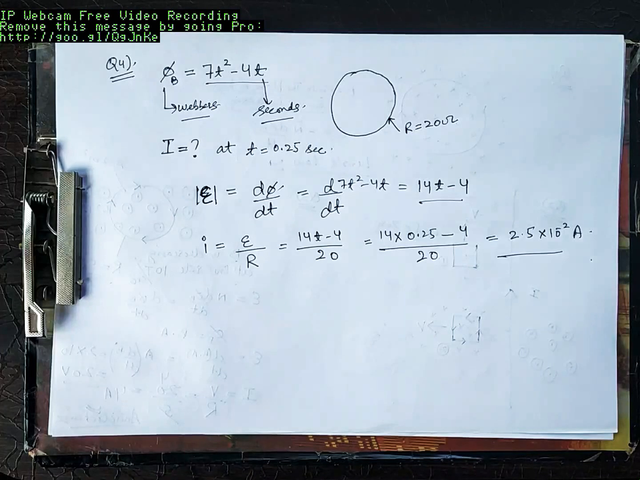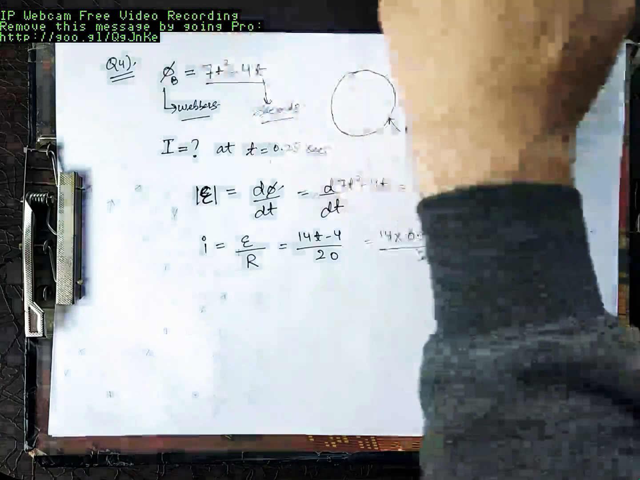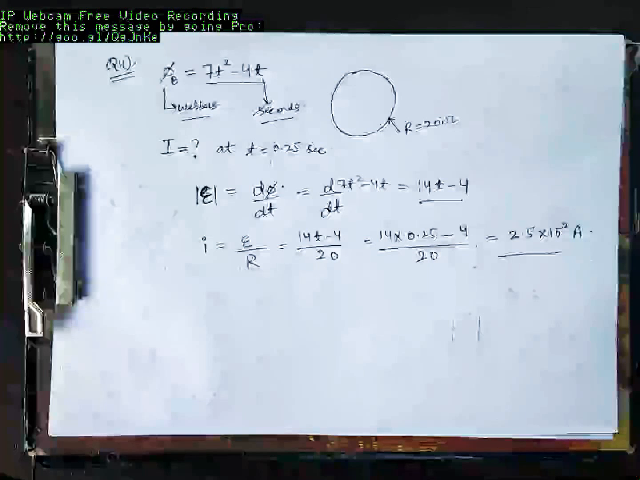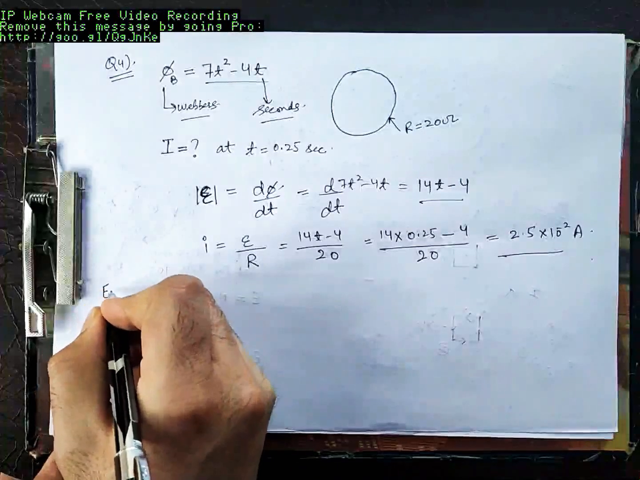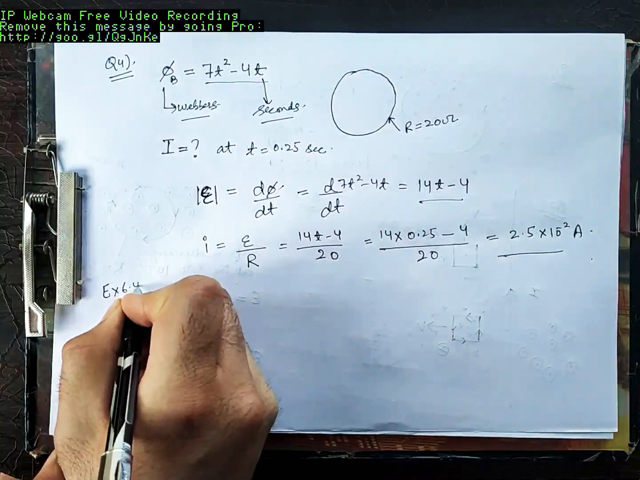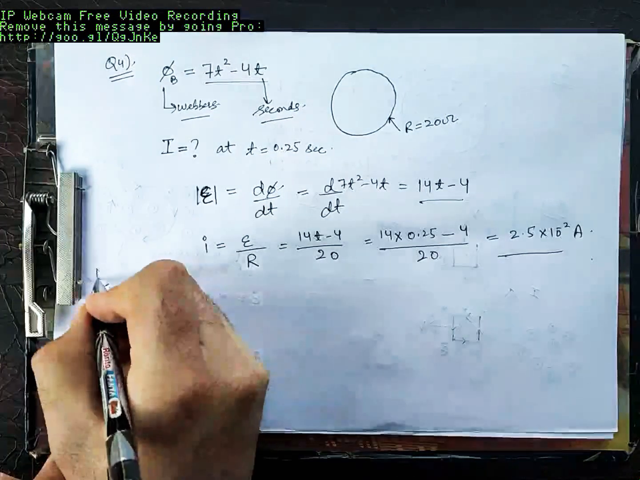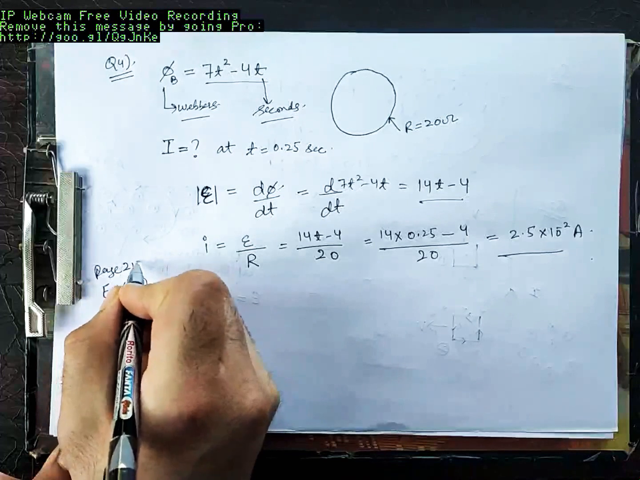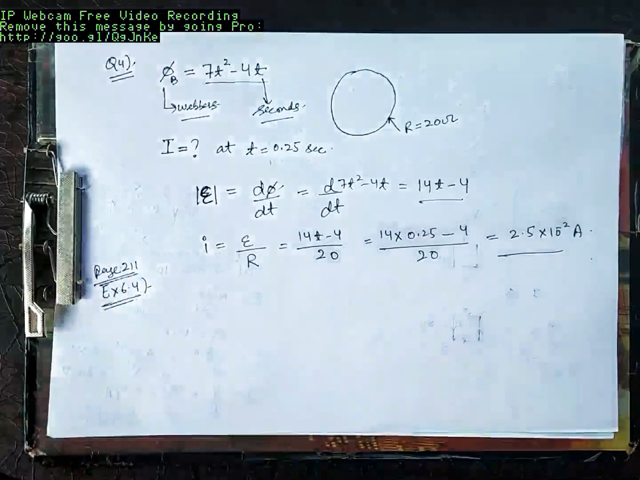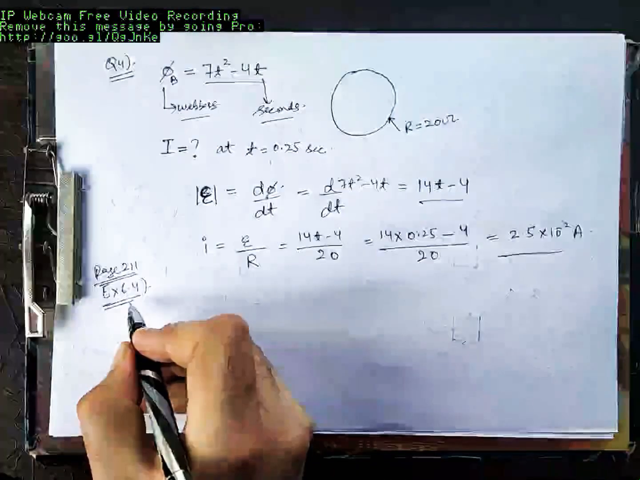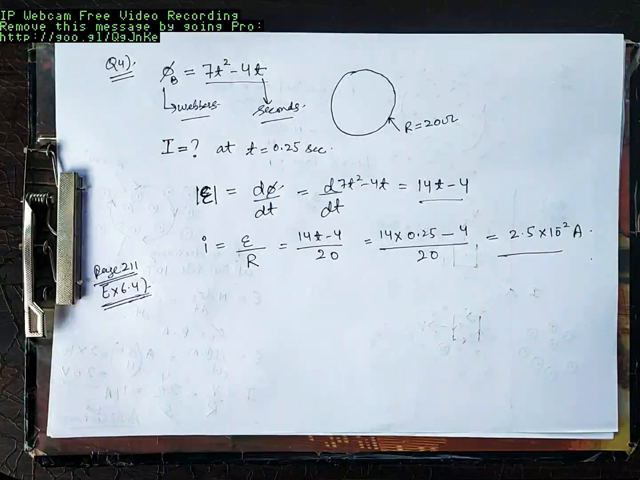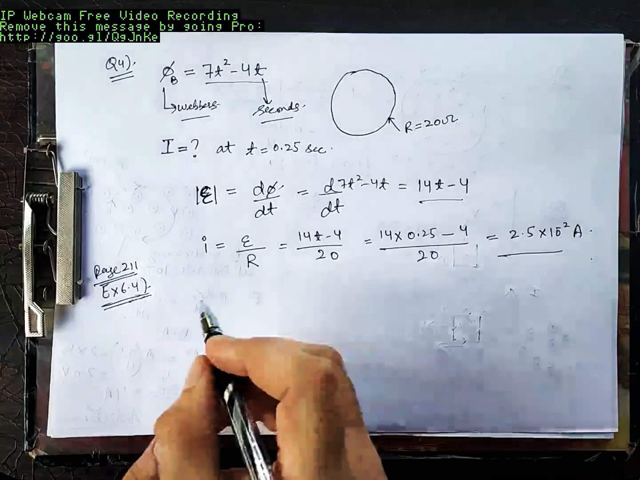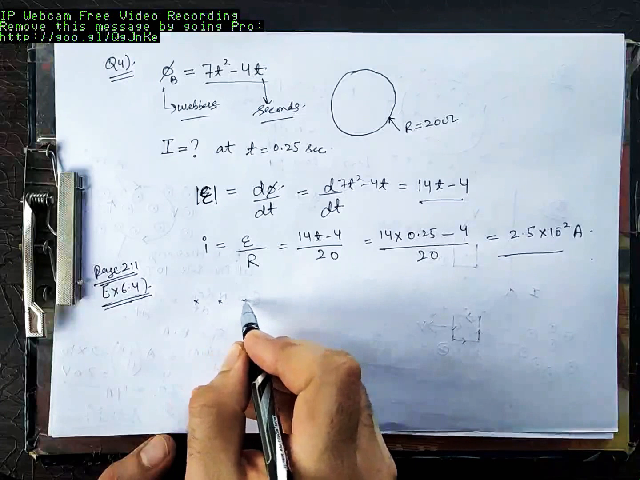Fine. Let's move to an example from the textbook now. This is textbook example 6.4 on page number 211. You can have your textbooks with you whenever you are listening to or watching lectures. It's given that we have a magnetic field.